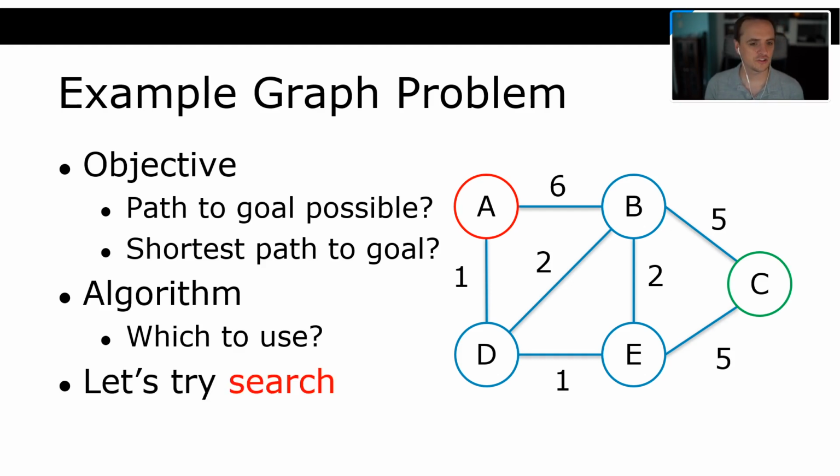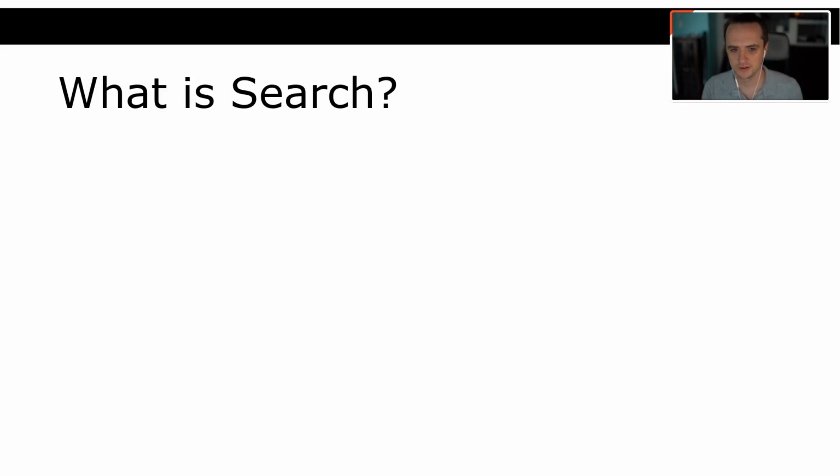So let's try search. And so we are going to apply the algorithmic technique of search in order to solve graph problems like this. Okay. So people in the chat seem to have caught on already that action cost matters, even though I didn't say that we were doing the cost optimal path yet.